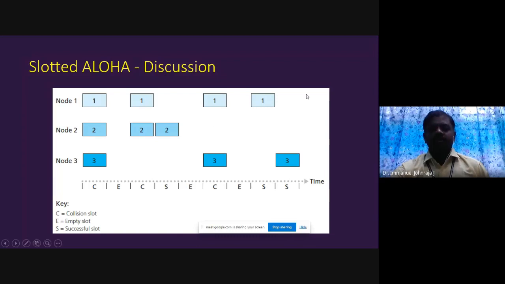If you look at this Gantt chart, you can see that only node 2, at this specific slot, is a success. All others are failures. A collision slot is a failure. An empty slot is a failure. So in this case only this slot is successful, all others are failures. And of course, we have another success here, and the rest are failures. These are all the disadvantages.